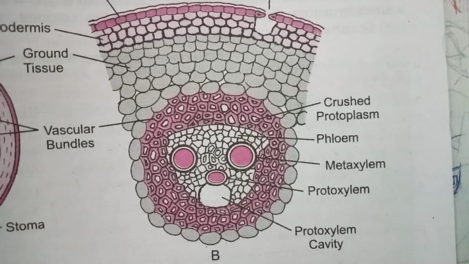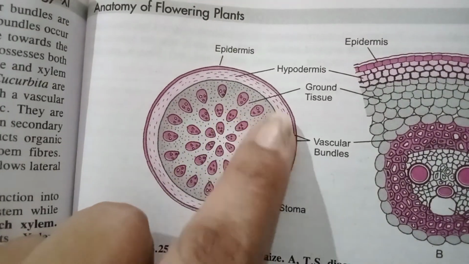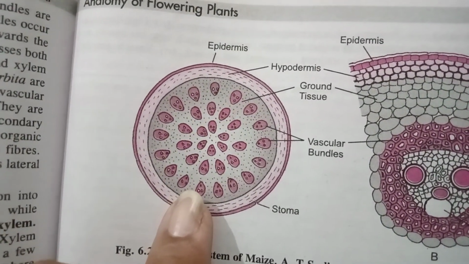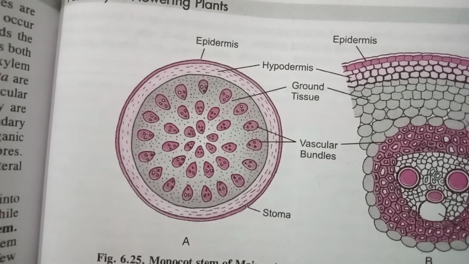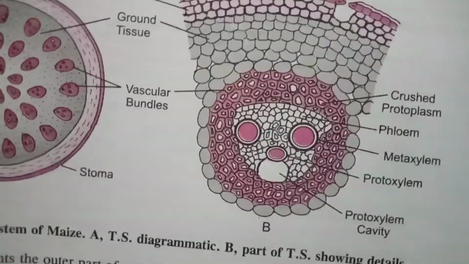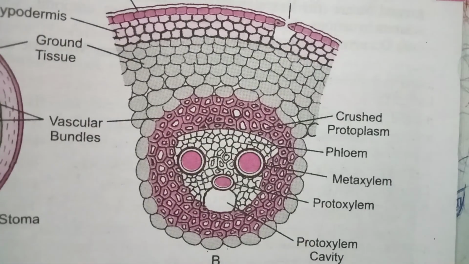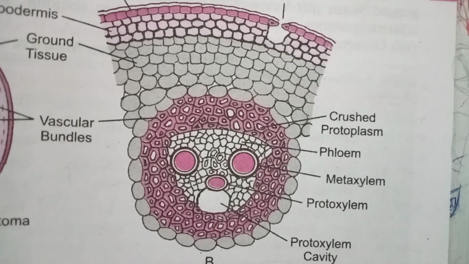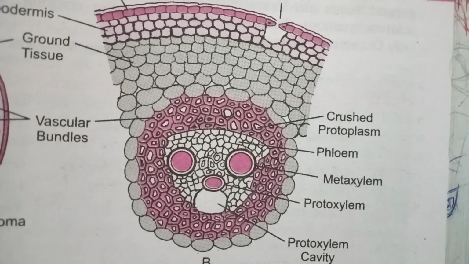Now if you see the diagrammatic view, you can see here the vascular bundles are not arranged in one ring, but they are arranged in several rings. In dicot only one ring is there, but in monocot several rings are present. So go through the points properly, study the diagrams properly, and compare them. If you have any problem, then let me know.